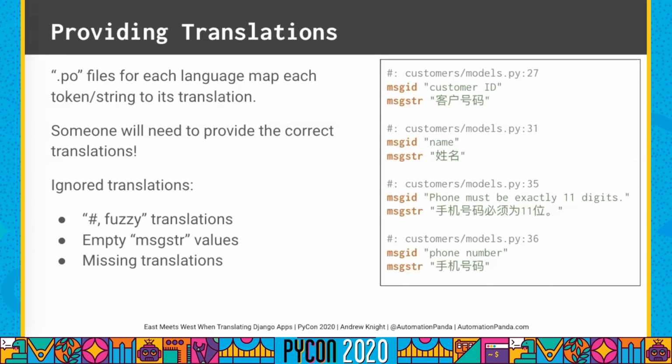Django will also ignore translations for any empty message string values. If you fail to provide an explicit translation, Django will simply leave the string untranslated. And finally, if there are any missing translations, such as a string that was marked using getText, but no entry was found in the messages file, that string will be left in its original language.